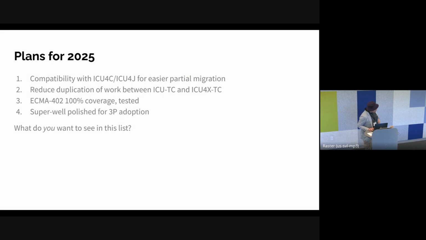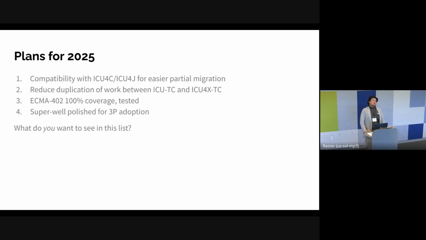Yeah, this is my last slide. Plans for 2025. We had a summit on Monday where we planned out our team OKRs for 2025. We're going to be focusing a lot on closer compatibility with ICU4C and ICU4J, because people who have applications that ship ICU4C or ICU4J might want to use ICU4X a little bit, but maybe not migrate the whole thing. How can you do that without duplicating data and code? We're going to be looking a lot at that in 2025.